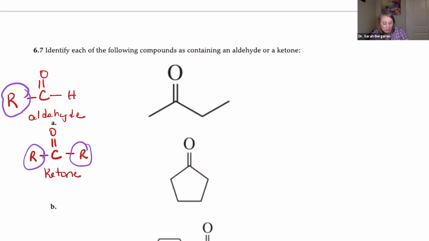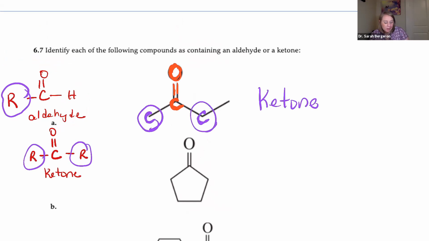So we're trying to identify our ketone. What we are looking for is our carbonyl carbon. So this is a carbonyl, right? We have a carbon double bonded to an oxygen. Now I'm going to see what I have attached to that. Do I have one group or two? Well, here's another carbon and here's another carbon. So that's one, two. So this must be a ketone.